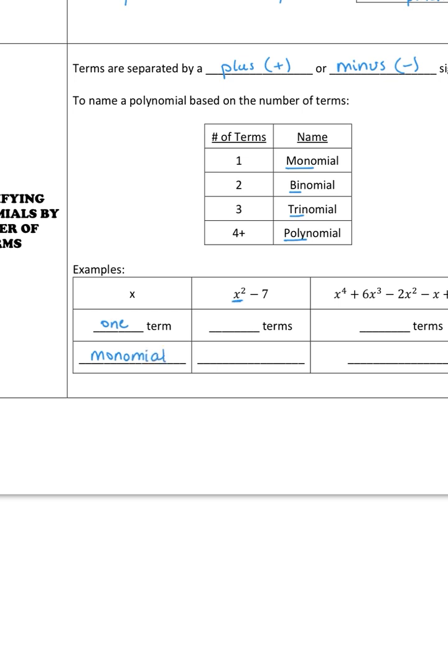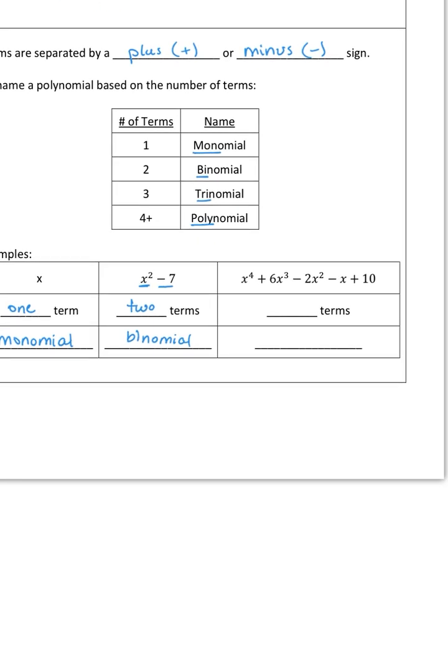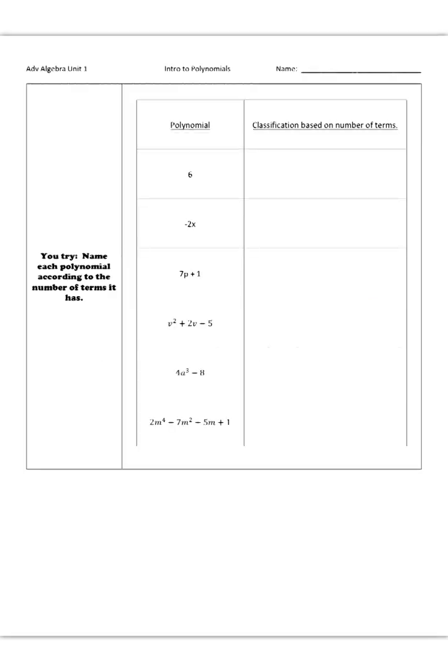Here you have x squared and you have -7. So that is 2 terms, so that is a binomial. And here we have 1, 2, 3, 4, 5 terms. So that is a polynomial. That's how you classify by the number of terms.